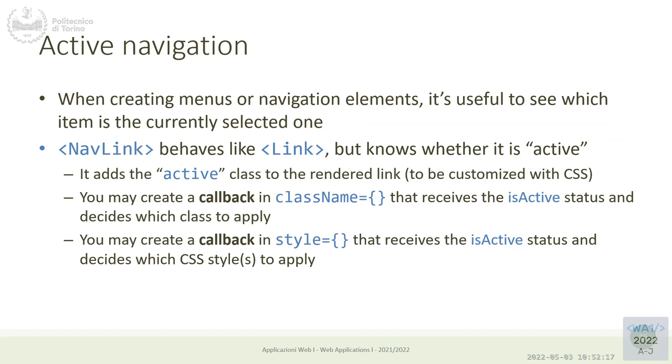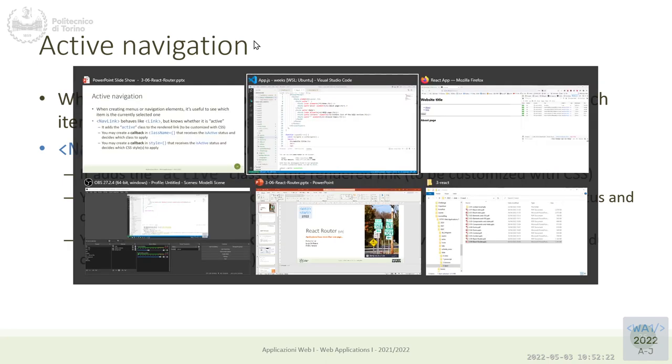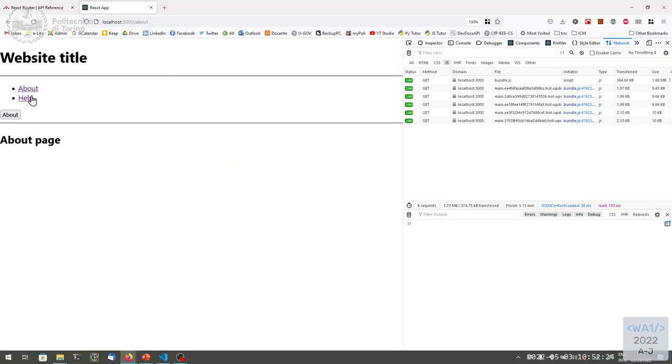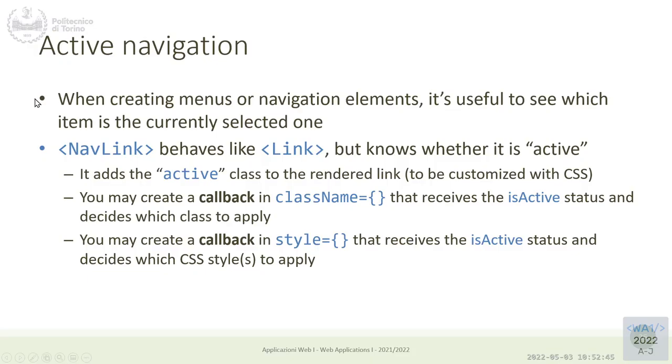Always about navigation. One thing we would like to have is a way to highlight these different voices. So if I am in about, I would like this button to be of a different color, for example, than the other one. That I know what is the section in which I am. So this can be done with a variant of the link component, which is called navigation link.